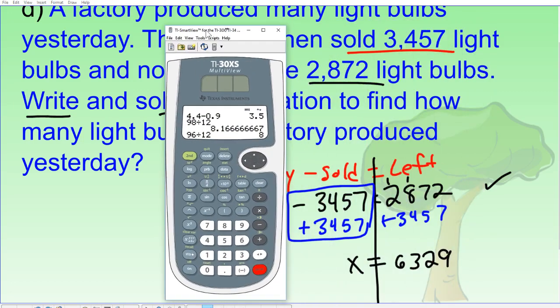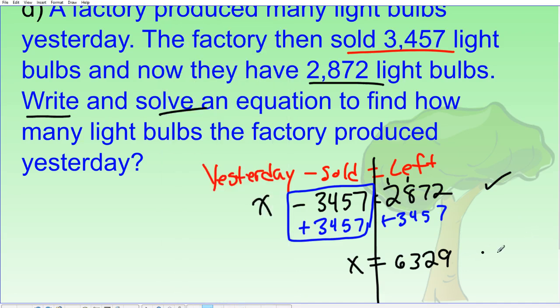6,329. And just to make sure I didn't mess up adding, 2,872 plus 3,457. Good, I can add. So this would be how many light bulbs they made yesterday. That's what my x is. X is how many bulbs yesterday? They produced that many.